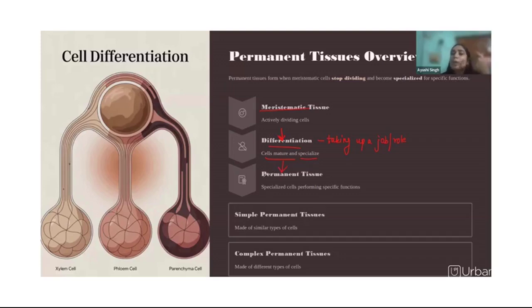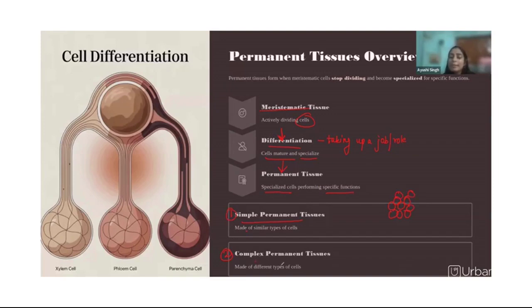So similarly, whatever path these cells will choose or differentiate into, they will become specialized in permanent tissue, and they will perform a particular function. Now, there are basically two types of permanent tissue. The first is simple permanent tissue. That means they are going to perform one particular function, but they are made up of the same kind of tissues.